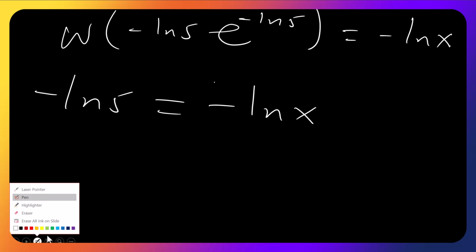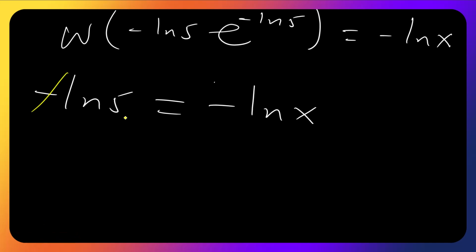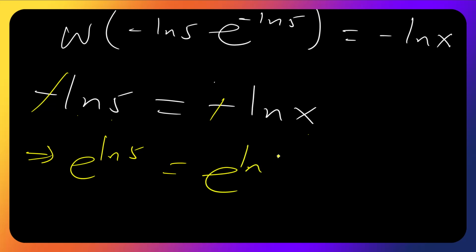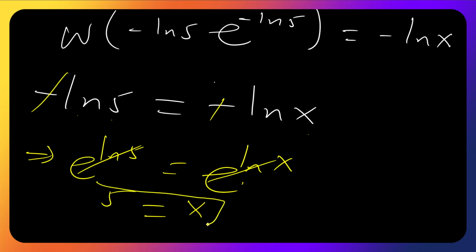So we can conclude here. This one will cancel, so we have this equals that. Or we can raise both sides with e, e raised to ln of 5 and e raised to ln of x. So this side, 5, equals x. So the answer is 5. All right.